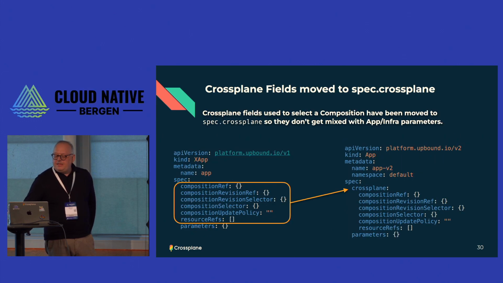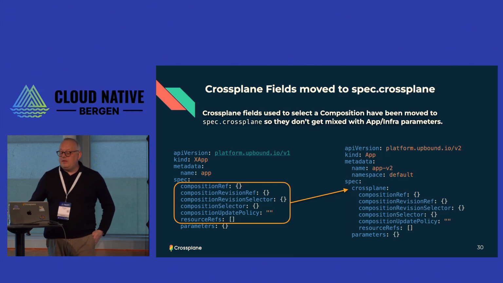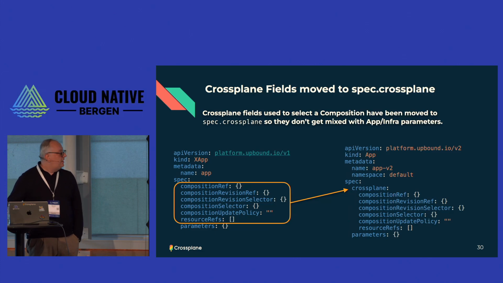All right. This is a small technical thing that probably doesn't bother anyone in the world, but I added it for completeness. Basically, we tab one field under spec Crossplane because otherwise it was kind of in the junk drawer with all your parameters there. So just a little bit of cleanup.